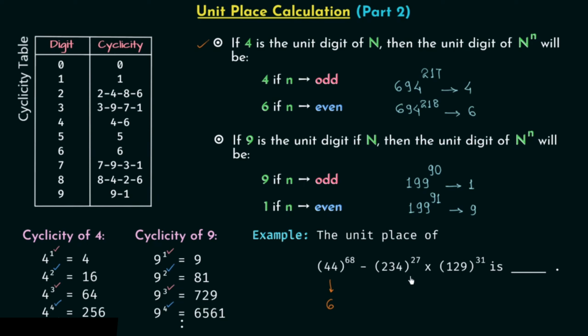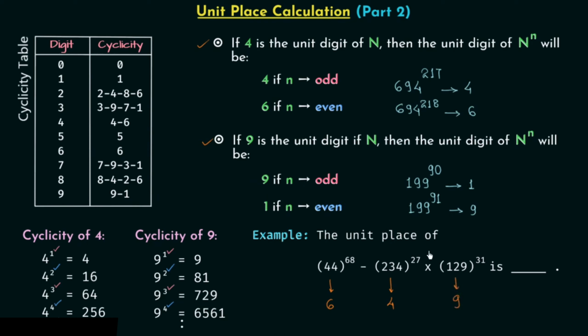Let's now move on to 234 raised to power 27. Again, we have 4 at the unit place. This means we are going to use the same rule. Power 27 is odd. This means 4 is going to be at the unit place of this. And finally, we will have 129 raised to power 31. We have 9 at the unit place. This means we will use this rule. The power here is 31. 31 is odd, and therefore we will have 9 at the unit place.